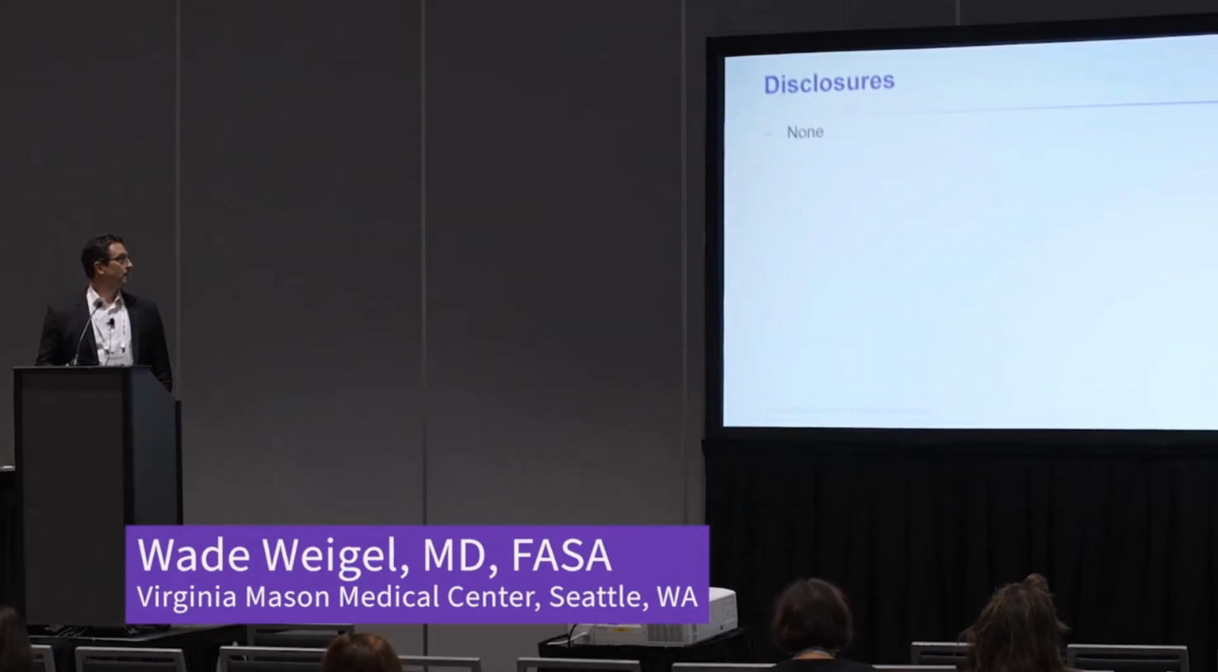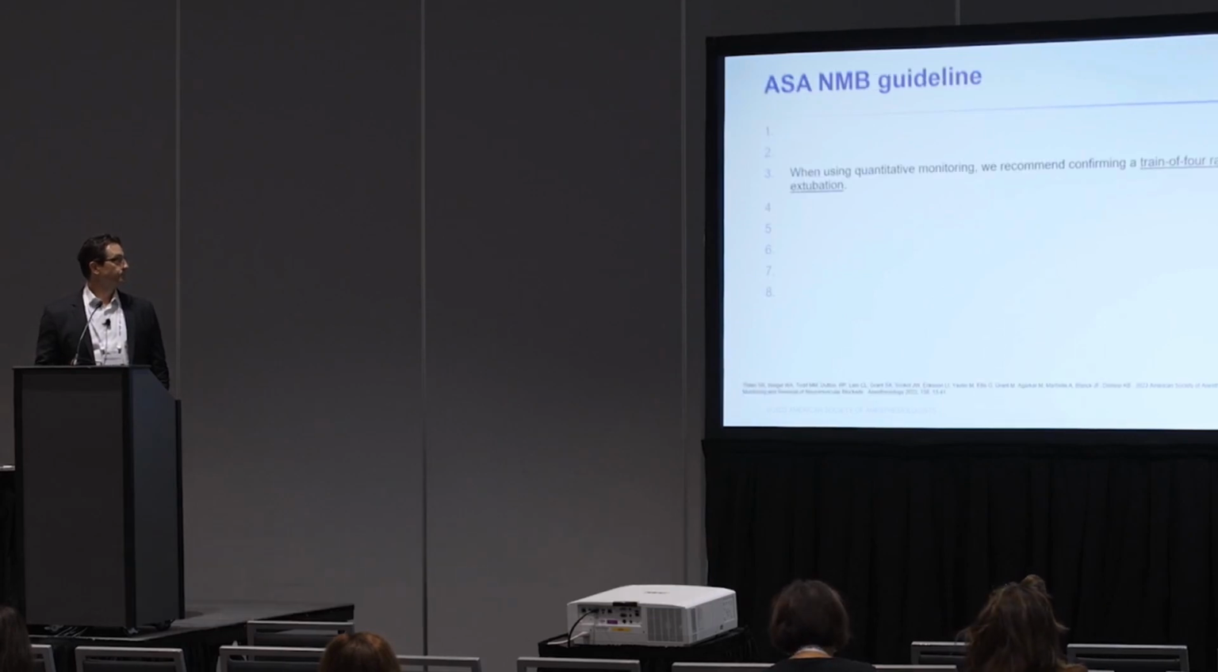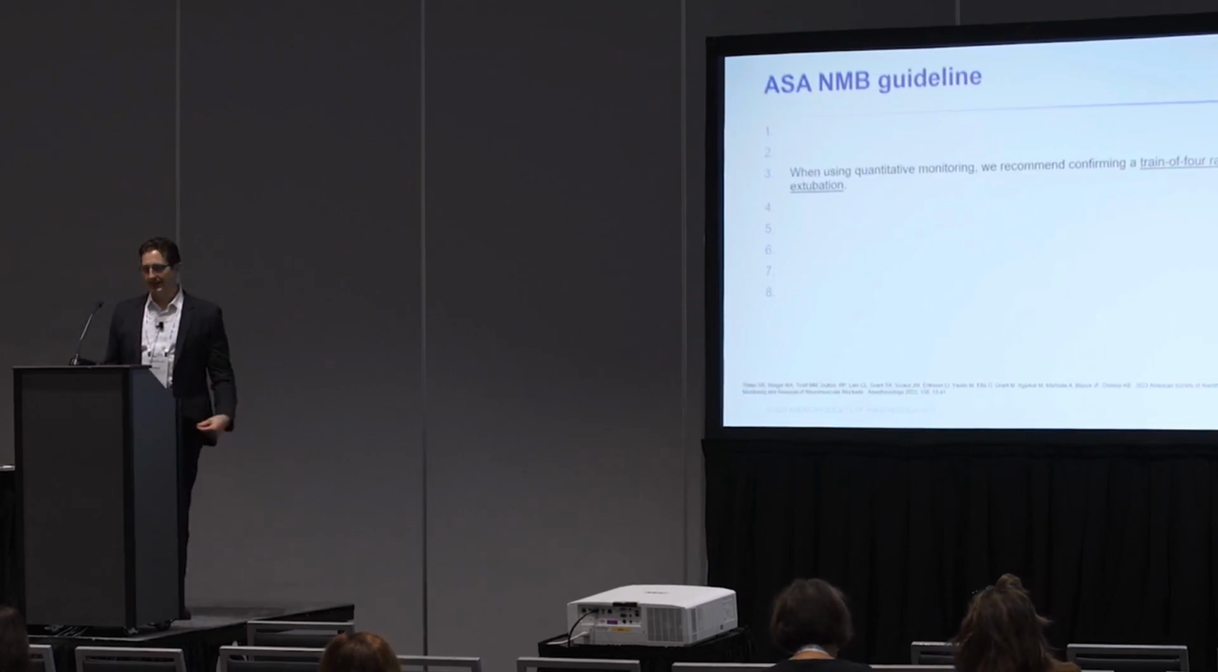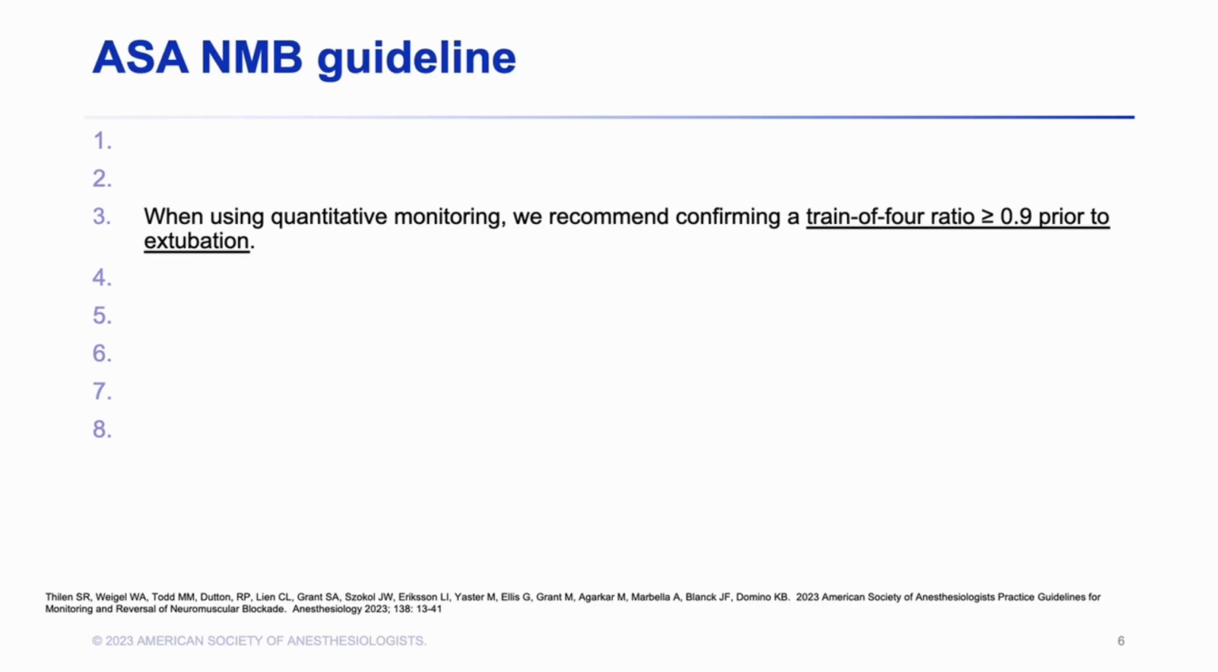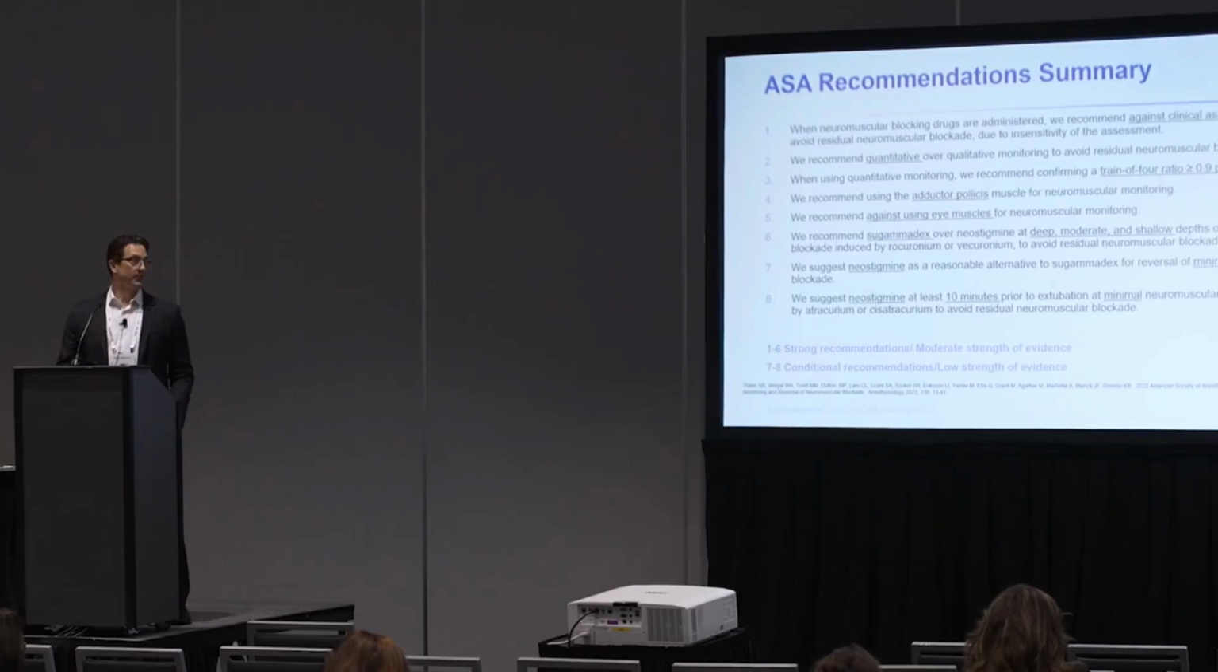I have no disclosures. So when you look at the ASA guidelines, the reason I have this slide up here, there are actually 8 different recommendations that we make in those guidelines. But if you look at recommendation number 3, it's really the only one you need to know. So everything else is supportive of recommendation number 3, which says when using quantitative monitoring, we recommend confirming a train of four ratio greater than or equal to 0.9 prior to extubation. Here's the rest of them.